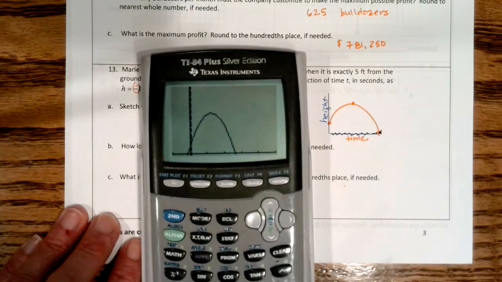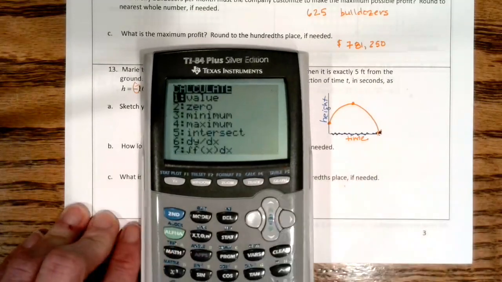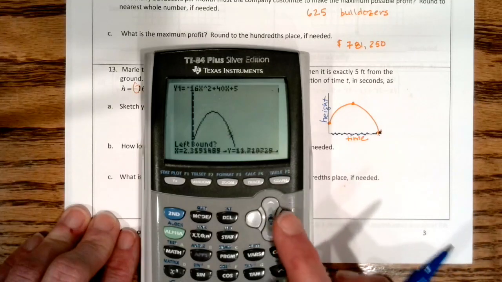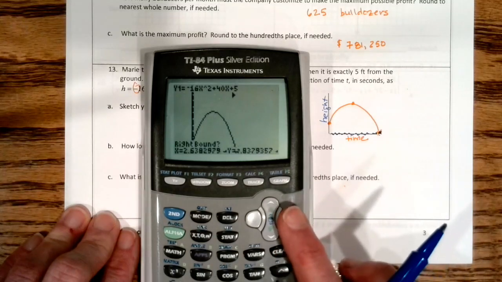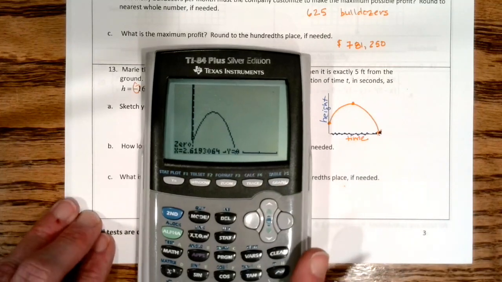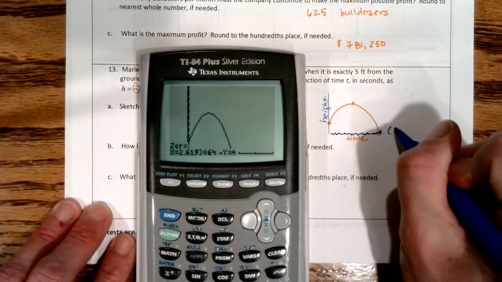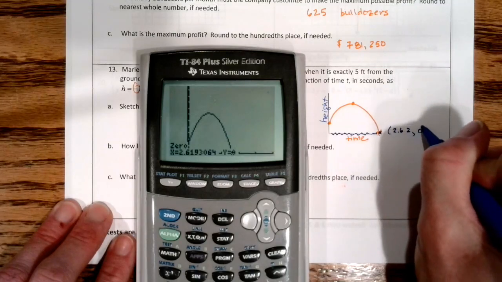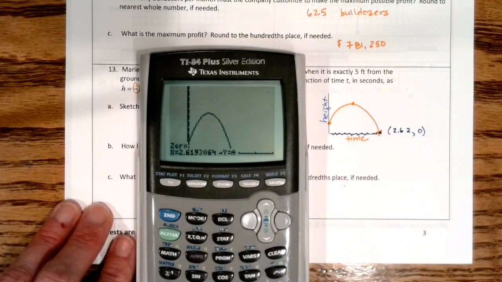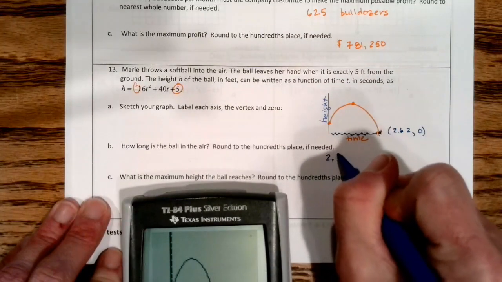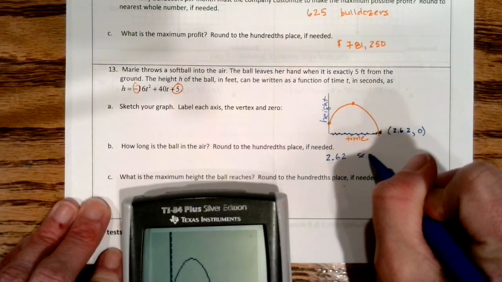So how long is the ball in the air means I'm finding the zeros. When I go to find the zeros, I'm pressing second calc, 0. Move Mr. Blinky to the left. As soon as these y values go negative, I know I've crossed the axis. And this tells me that at 2.62 seconds, the ball hits the ground. So how long is the ball in the air? 2.62 seconds.